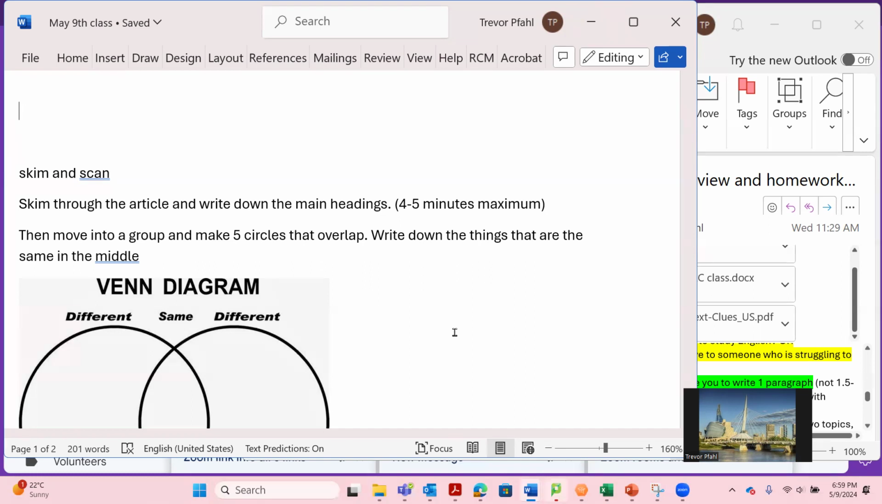Three people. Okay, so you'll have to switch with a partner. Yeah, they can come back in. We forgot about it.